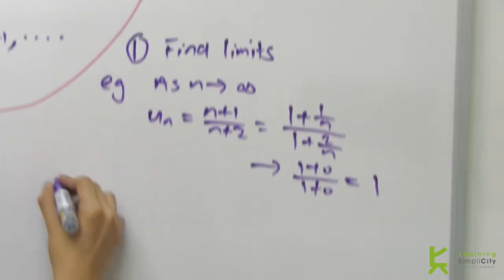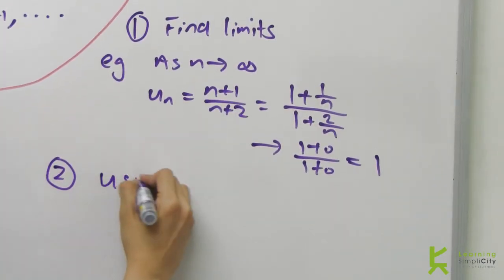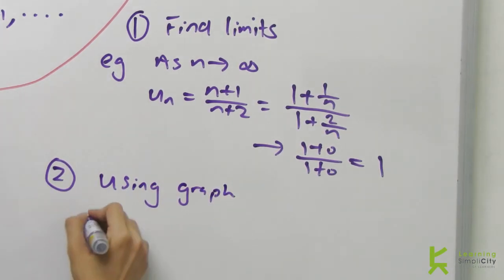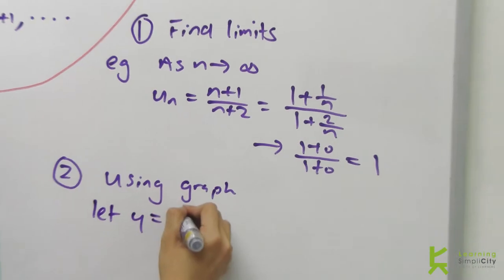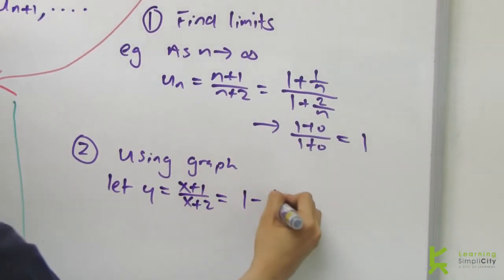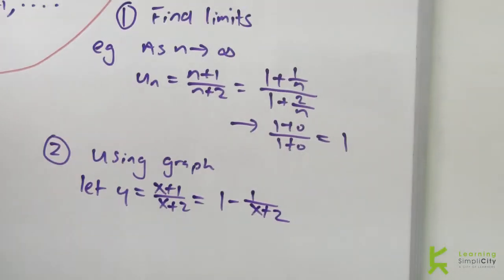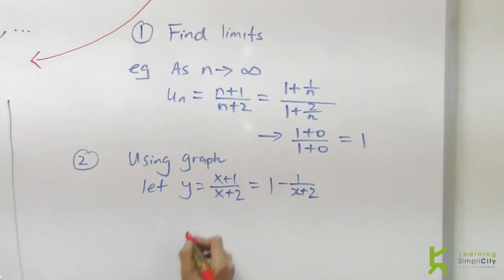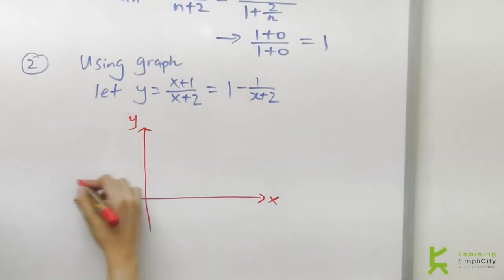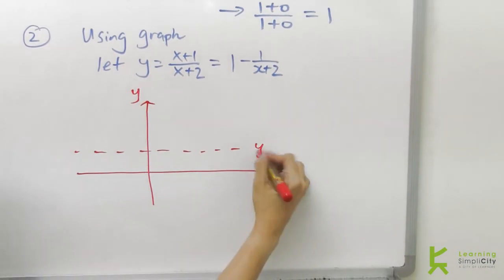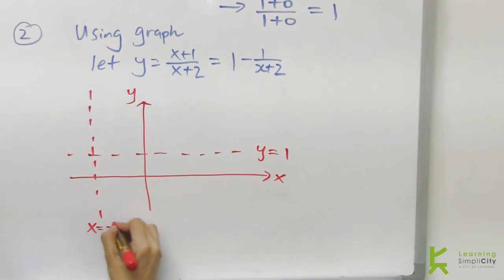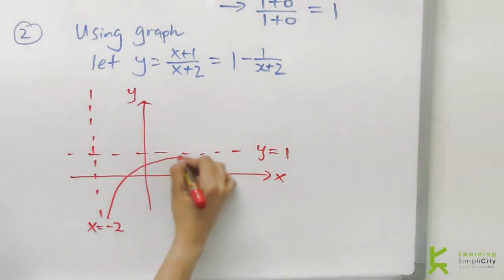Next, number 2, we can also sketch a graph using graphing calculator to find the convergent limit of a general formula. Supposedly let y equals (x+1)/(x+2), which equals 1 minus 1/(x+2) using the technique of long division. By drawing the graph, we can find that the horizontal asymptote is y equals 1. The vertical asymptote will be x equals -2. The graph is that of a hyperbola shape.